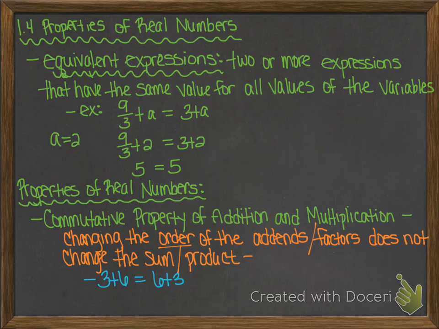So for the commutative property of addition, if we have 3 plus 6, this is equal to 6 plus 3. And this is something you already know. We're just putting a property to it. For multiplication, 4 times 2 is equal to 2 times 4. Notice on both of those examples, the order of the numbers was switched around, but it didn't change the outcome. It still equaled the same number.